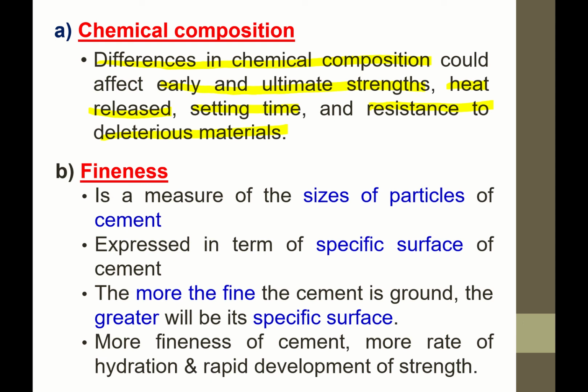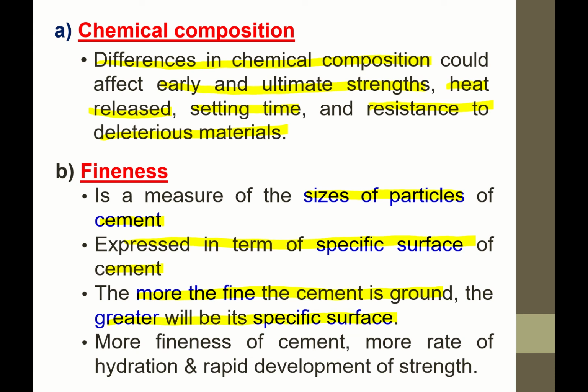So number two is the fineness. Fineness is a measure of the size of the particles of cement. As we can see earlier in the picture, the cement is fine, it's kind of powder, but that powder we can control the fineness. And then this fineness is expressed in terms of the specific surface of cement. So let's see this one. The finer the cement is ground, the greater will be its specific surface.